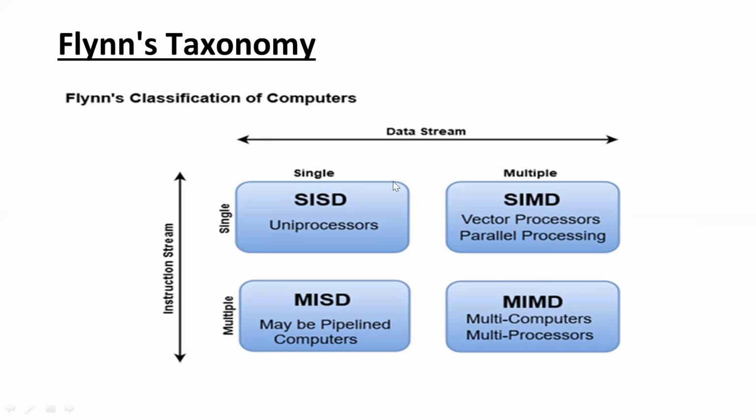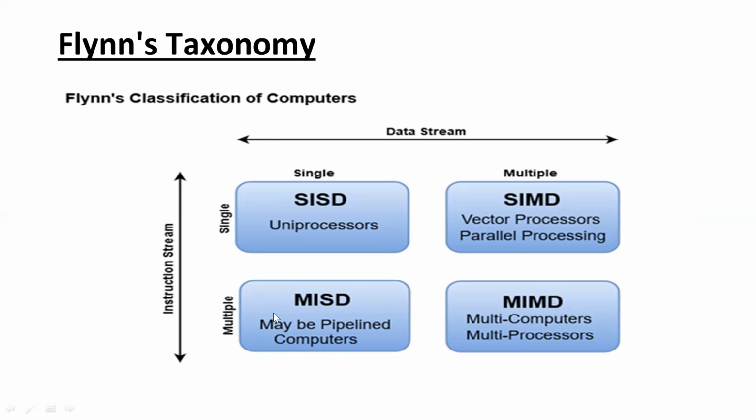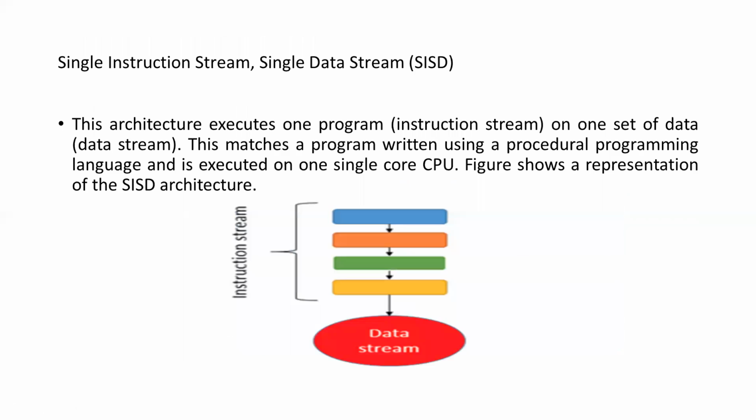Each has its own example. SISD example is the uniprocessor. SIMD examples are vector processors and parallel processing. MISD may be pipeline computers. MIMD are multicomputers and multiprocessors. So now let's see one by one.